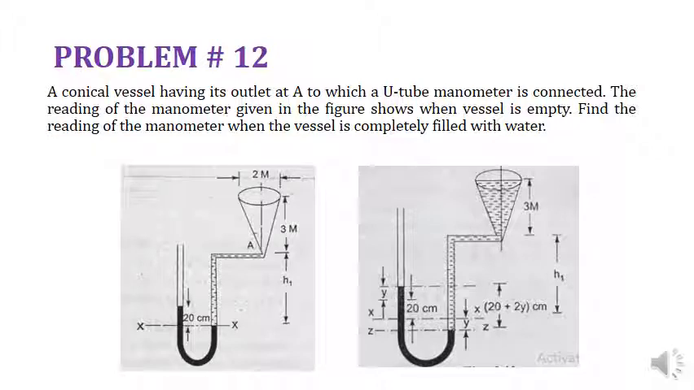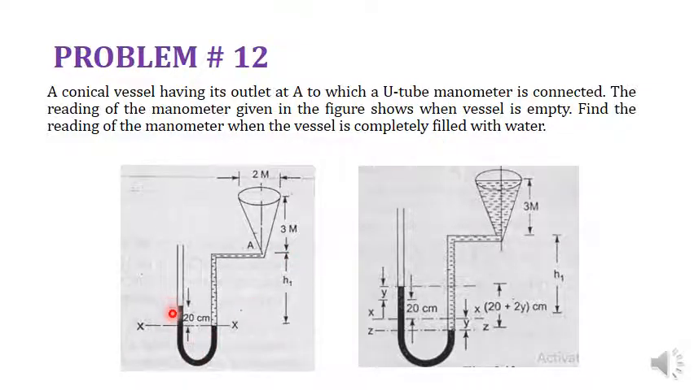Now problem number 12. You can see a conical vessel having its outlet at A to which a U-tube manometer is connected. The reading of the manometer is given in the figure shown when the vessel is empty. Again, two cases will be there. Find the reading of the manometer when the vessel is completely filled. You can see the system over here.